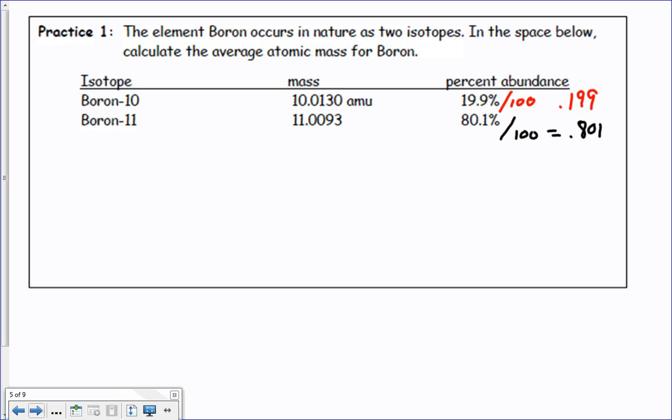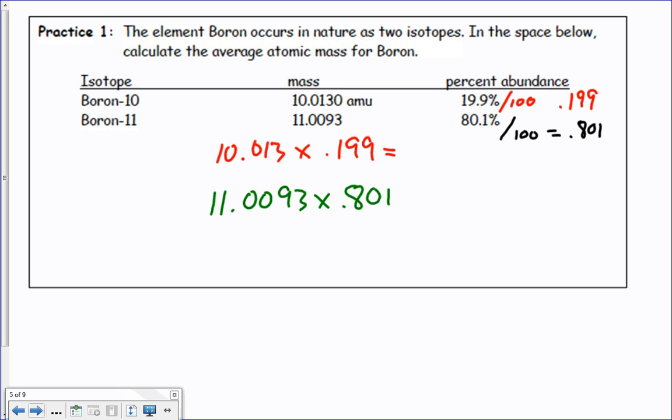I have my masses that I can use. So let's start plugging these numbers in. 10.013 times 0.199 equals a number. I'm going to go ahead and keep setting it up before I calculate. 11.0093 times 0.801 is going to equal.